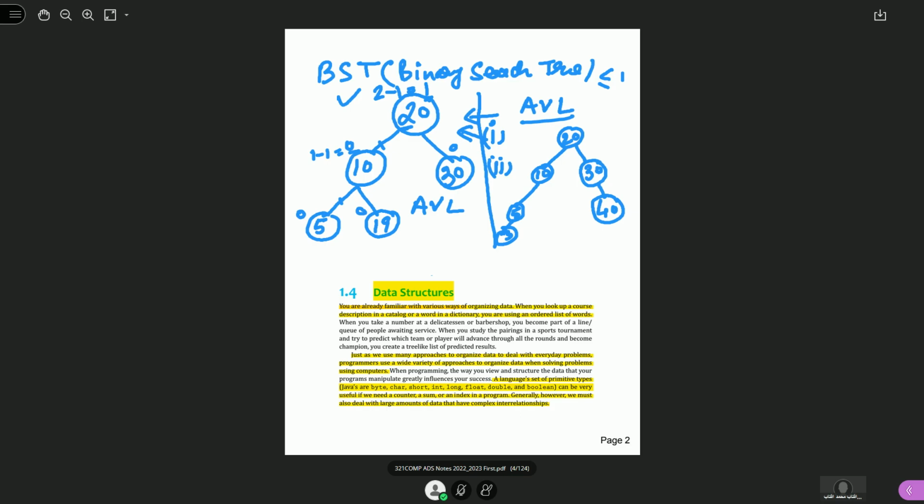Now let us start checking the balance factor of 20. Left is 1, 2, 3. Right is 1. 3 minus 1 is 2. Okay. Then 10: left 1, 2, and right 0. 2 minus 0 is 2. This is a problem, because it is more than 1. So you say directly, no need to check other nodes. Not AVL. Any node not following this is not AVL.